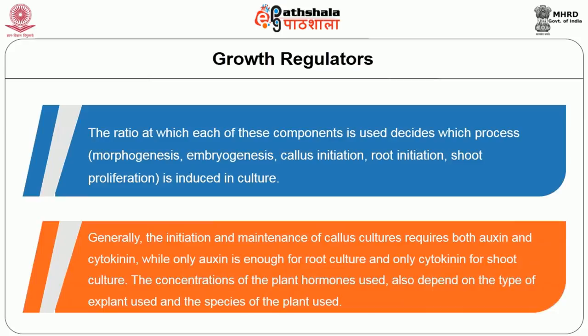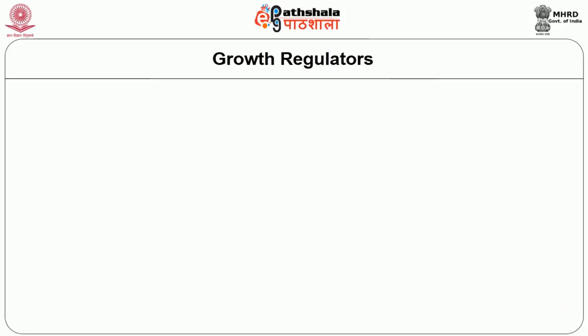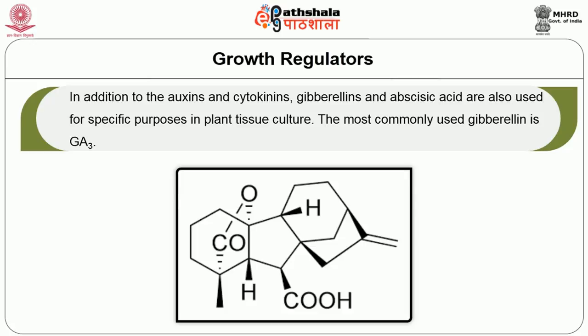Generally, the initiation and maintenance of callus cultures requires both auxin and cytokinin, while only auxin is enough for root culture and only cytokinin for shoot culture. The concentrations of the plant hormones used also depend on the type of explant used and the species of the plant that is used. In addition to the auxins and cytokinins, gibberellins and abscisic acid are also used for specific purposes in plant tissue culture. The most commonly used gibberellin is GA3.